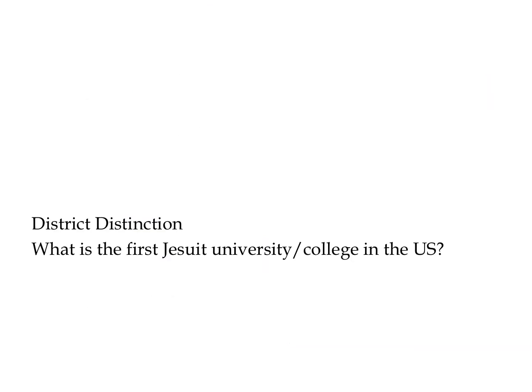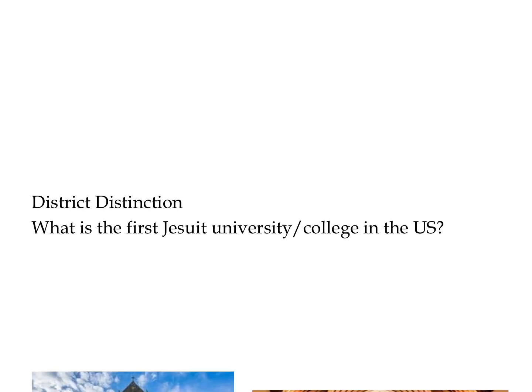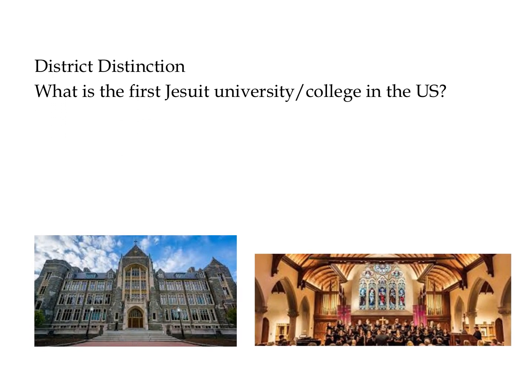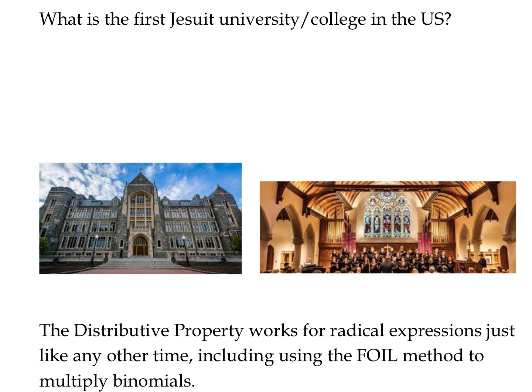All right, before we see some more multiplying with radicals, the first Jesuit university or college in the United States. What do you think it might be? District distinction. A little bit of a clue there. I'll show you some pictures that may or may not help, some iconic buildings in this old university. It is Georgetown University, located in Washington, D.C. That's right, the District of Columbia. It was founded by Bishop John Carroll in 1789 and is the first federally chartered university in the nation. All right, so Georgetown University.